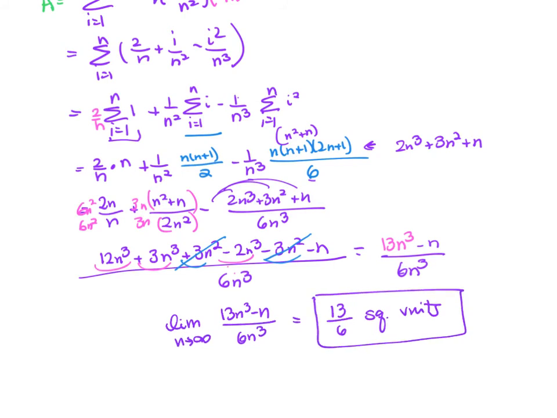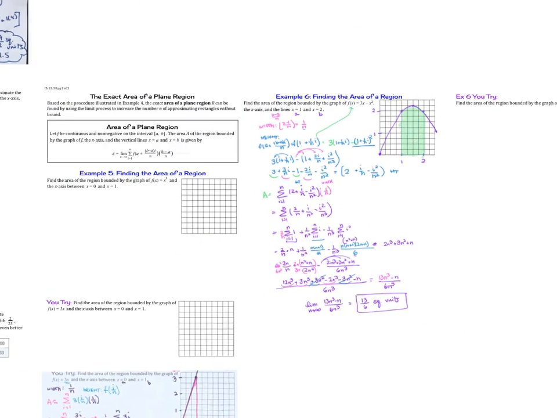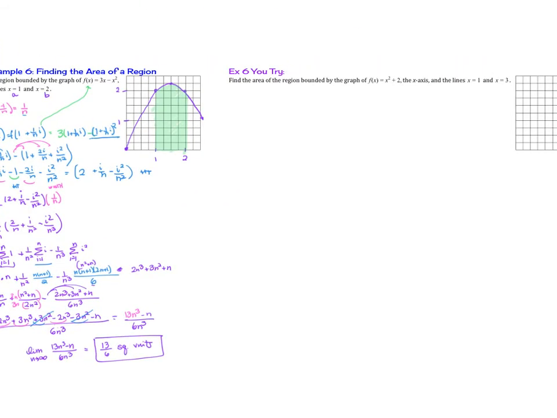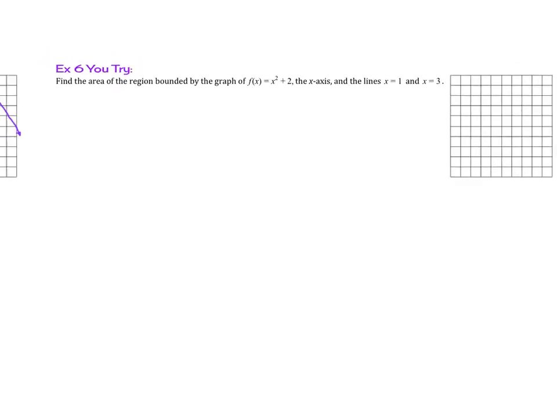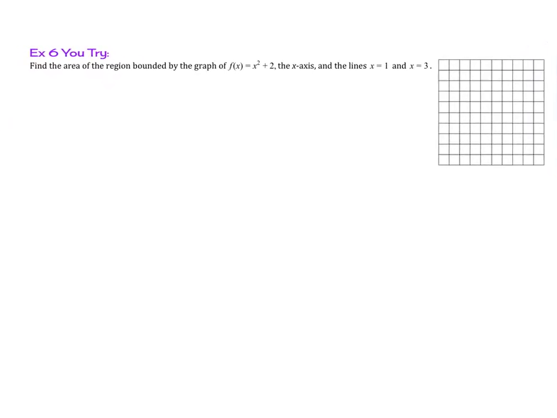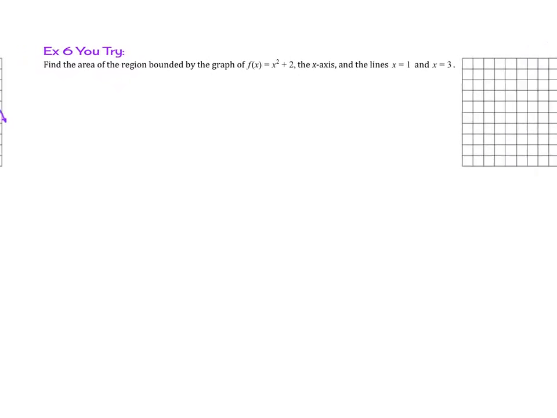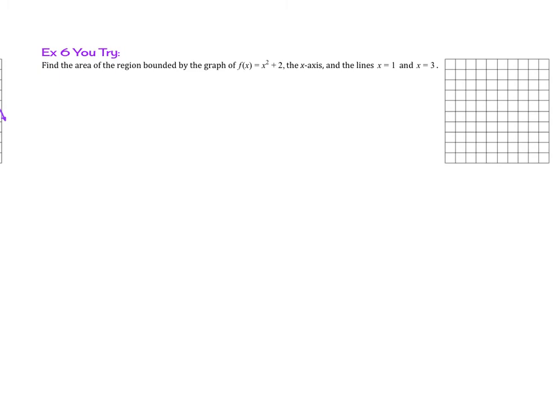So yes, there are a lot of steps involved in doing this, and so you'll get lots of practice in the homework. And you'll get a practice problem to the right. So I want you to go ahead and try number 6. Find the area of the region bounded by the graph of x squared plus 2, using the x-axis and the lines x equals 1 and x equals 3. So try this out as practice.